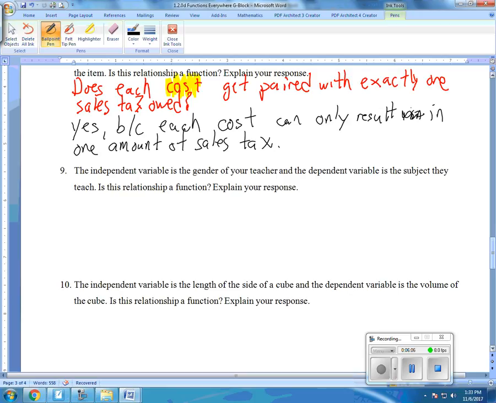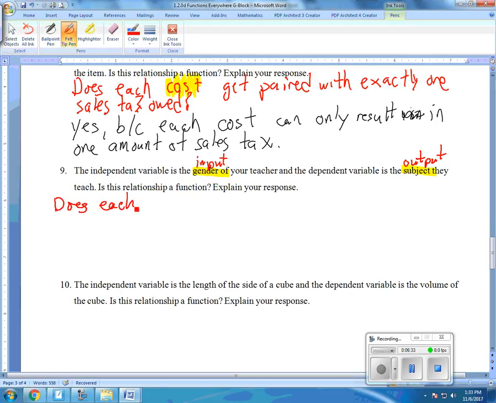So once again, the independent variable is the gender of your teacher. So gender would be our input. The dependent variable is the subject they teach. So the subject would be our output. So once again, is this relationship a function? We have to ask ourselves that usual question.